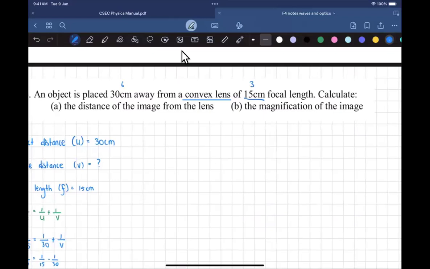So let me do a sketch of the graph. This line I'm drawing here, what do we call that? Principal axis, right? Yeah, principal axis. And I'm gonna draw my convex lens. Whenever I have enough space here, I'm gonna draw a big one.